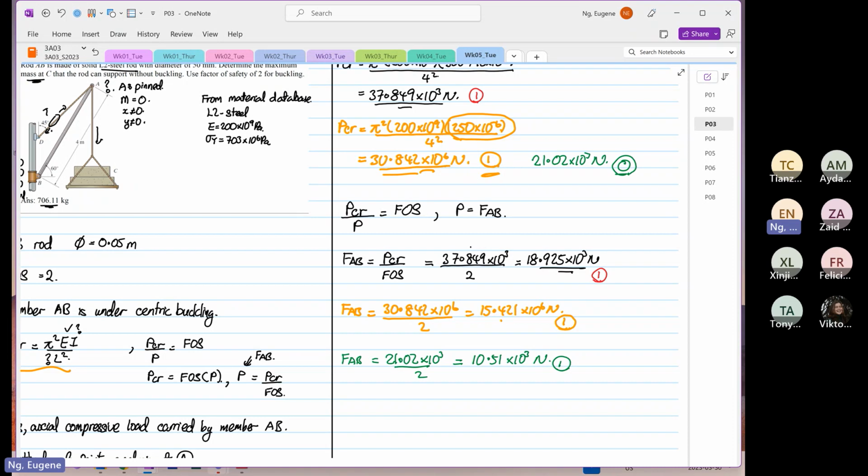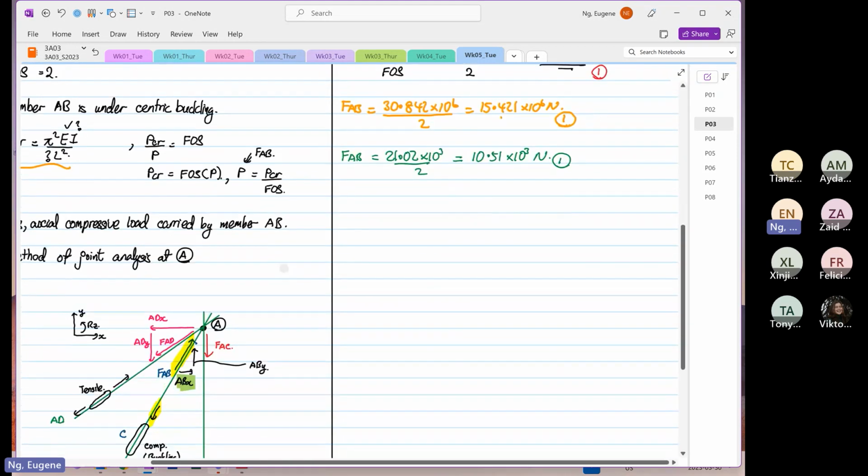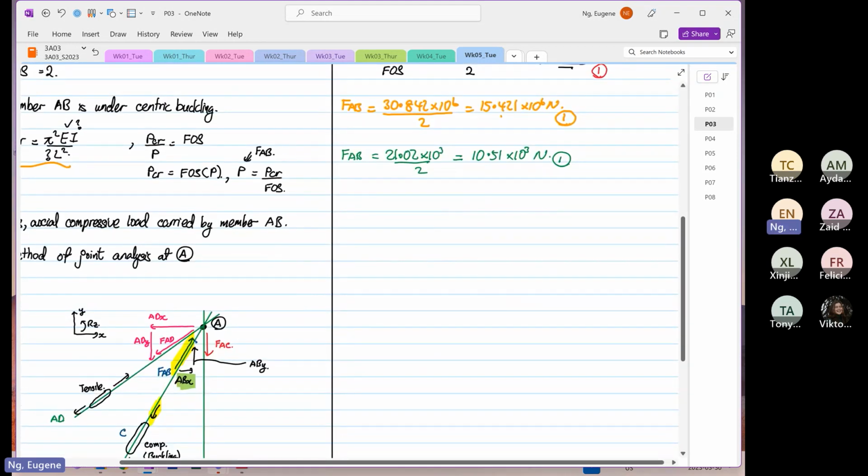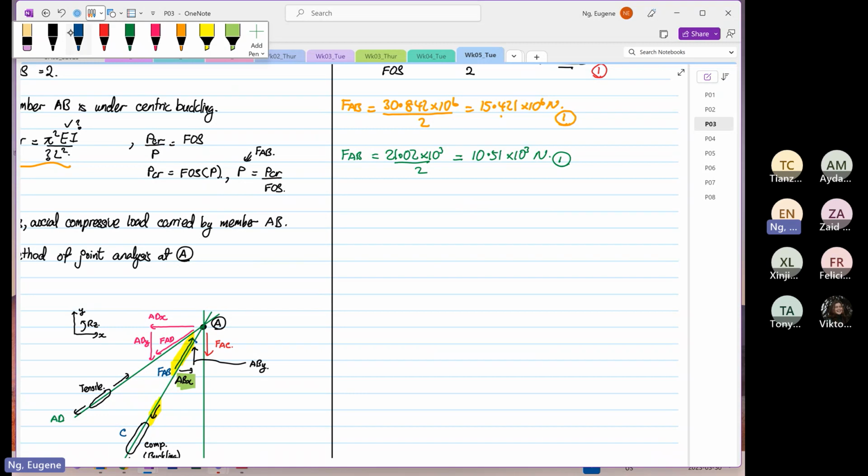Okay, so that's how we mark based on so-called procedure. It's impossible if your procedure is right and these numbers are wrong. It's impossible. Okay, right. So now we know our FAB. So the next thing that we have to calculate is our ABX. Okay, so what is the next thing that we have to determine?